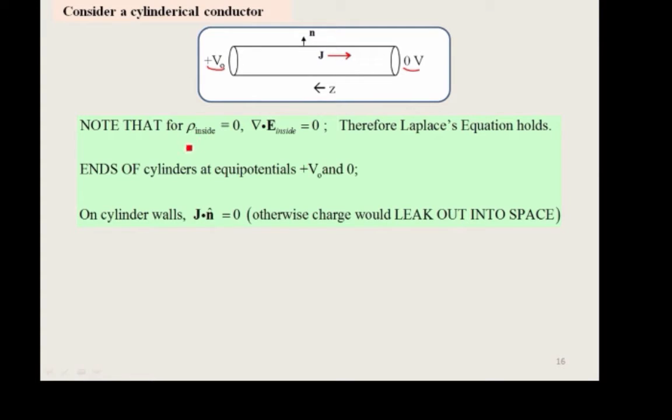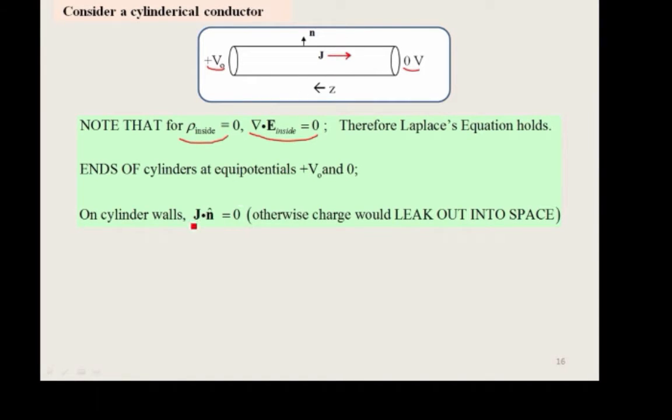We've already said that if rho inside is 0, then we'll end up with the divergence of E inside equal to 0. And we know then that Laplace's equation holds. The ends of the cylinders are at equipotentials that we show here. So we know the potential on the ends, okay? But what about the cylindrical walls?